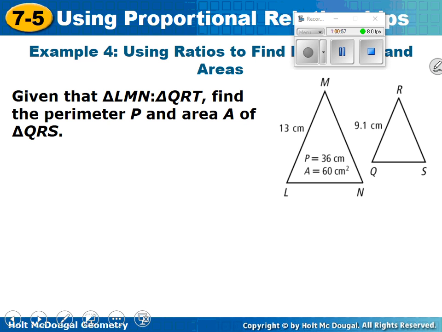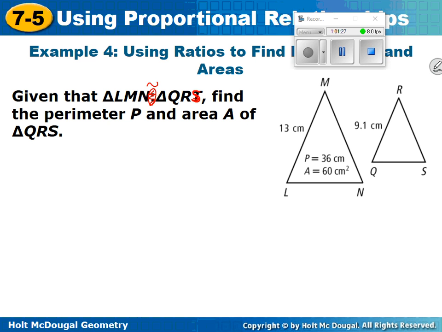This should be: given that triangle LMN is similar to triangle QRS. Actually that should be QRS. So there's all kinds of typos there. Okay, they want us to find the perimeter and the area of triangle QRS. When you look at triangle QRS, do you have enough information to find the perimeter? No. Do you have enough information to find the area?